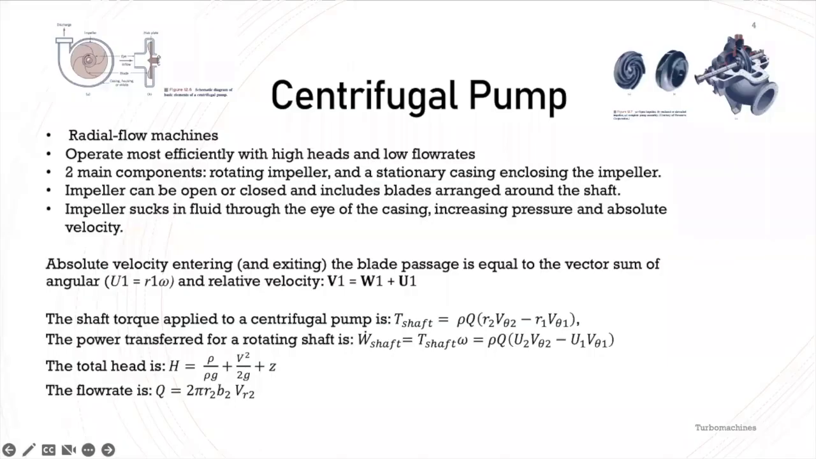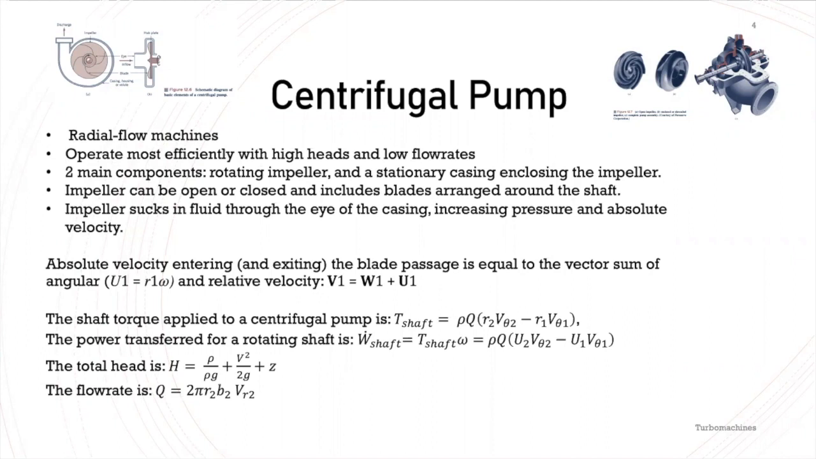The next type of radial flow machine that we're discussing is the centrifugal pump. The centrifugal pump operates most efficiently with high heads and low flow rates, and its two main components are an impeller, which rotates, and a casing enclosing the impeller, which is stationary. You can see both of these components in the images shown at the top of the slide.